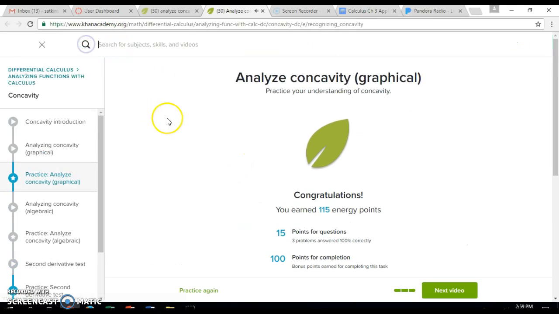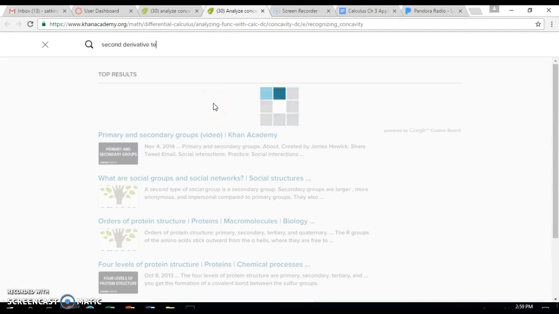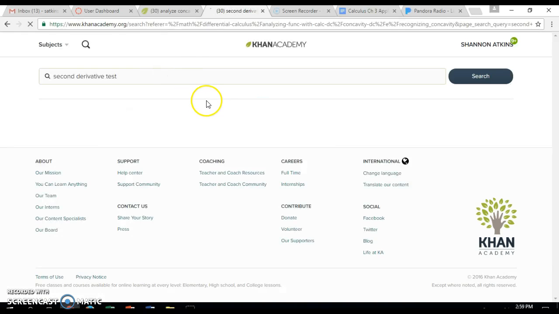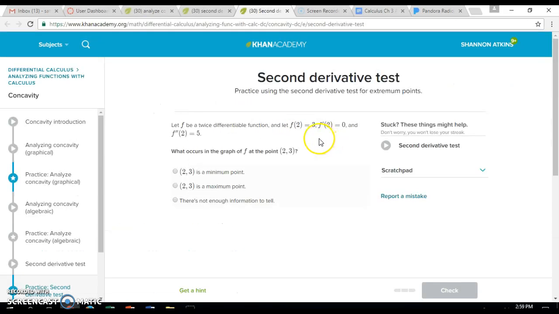And then the other one is that. So this is similar, it's just not giving me a visual.